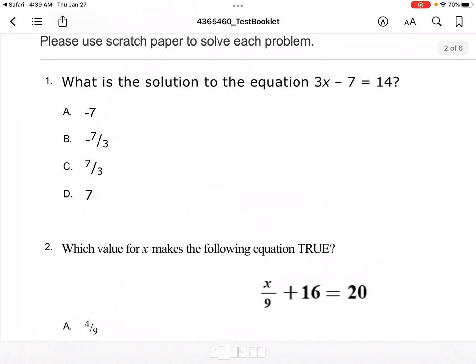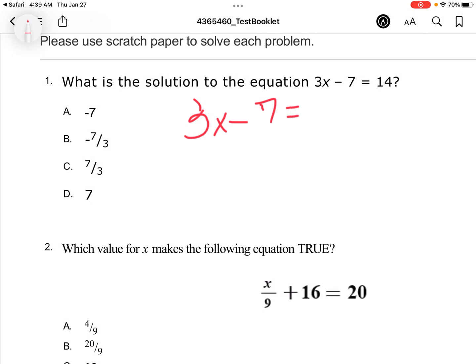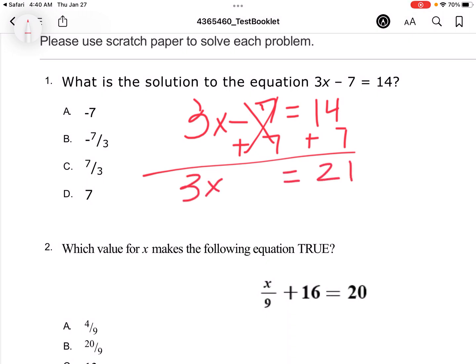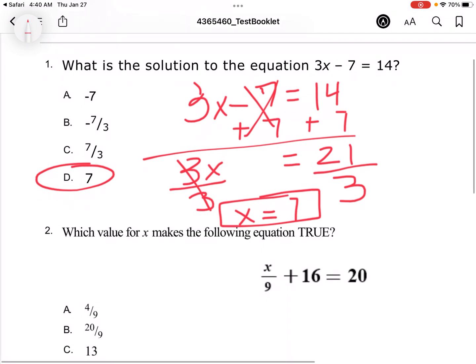All right, so we've got 3x minus 7 equals 14. So I'm going to add 7 because I'm trying to undo every operation. So if I subtract 7, the opposite is to add 7. So I have 3x equals 21. I'm going to divide by 3. 3 divided by 3 is 1, so I'm left with just x. 21 divided by 3 is 7. So my answer should have been D.